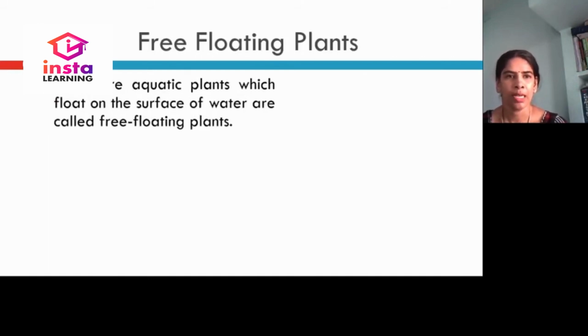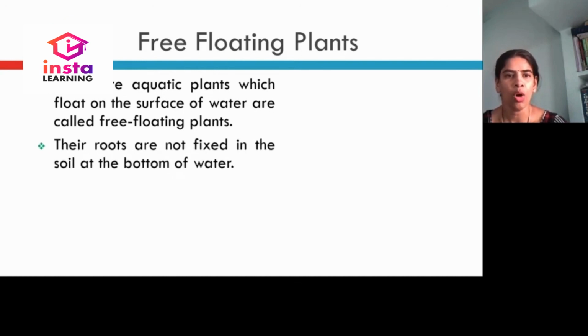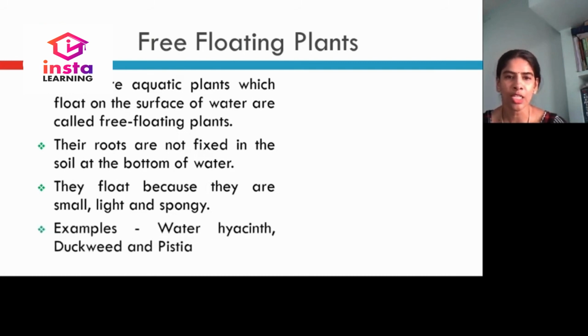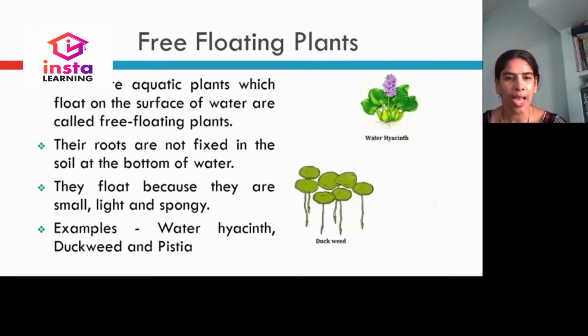Free-floating plants. These are aquatic plants which float on the surface of the water and are called free-floating plants. Their roots are not fixed in the soil at the bottom of the water. They float because they are small, light and spongy. Examples: water hyacinth, duckweed and pistia.